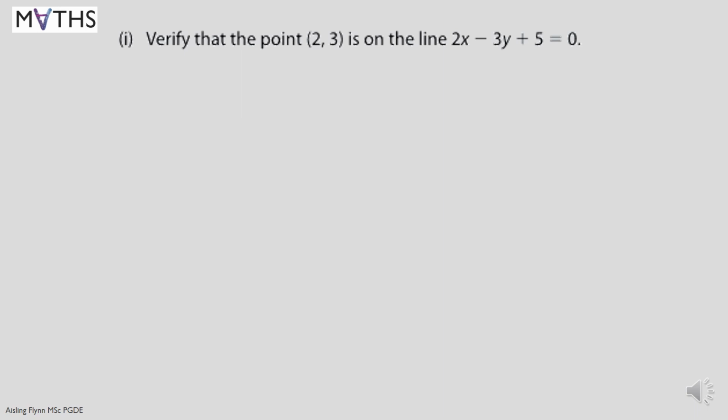So number 1, we're asked to verify that the point 2, 3 is on the line 2x minus 3y plus 5 equals 0. So what we're going to do is take the values from our point, our x, y, and replace the x and the y in the equation with them. And if this point 2, 3 belongs to the line, well, then it is described by the line and we should get 0 equals 0. Okay, left equals right. So let's try that.